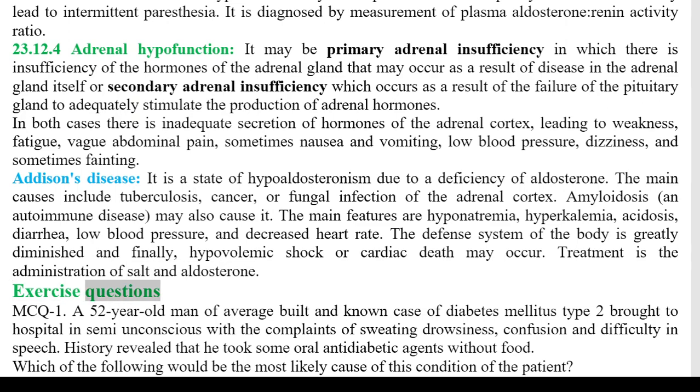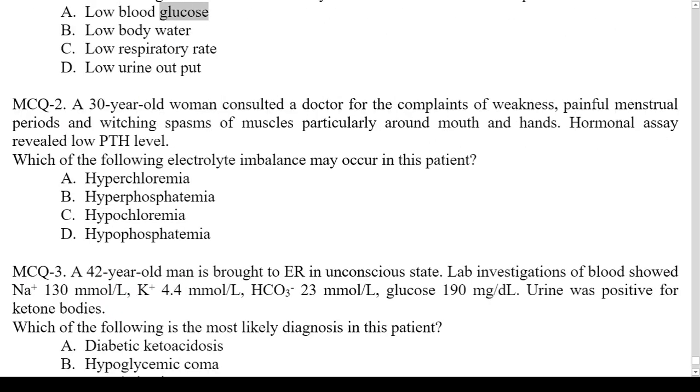Exercise questions. MCQ 1. A 52-year-old man of average build and known case of diabetes mellitus type 2 brought to hospital semi-unconscious with the complaints of sweating, drowsiness, confusion, and difficulty in speech. History revealed that he took some oral anti-diabetic agents without food. Which of the following would be the most likely cause of this condition of the patient? Low blood glucose, low body water, low respiratory rate, low urine output.